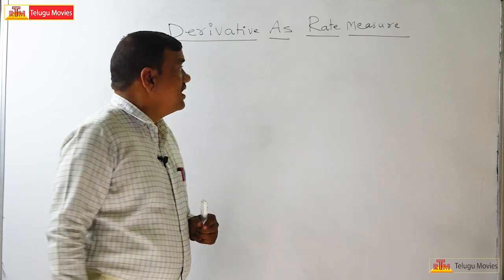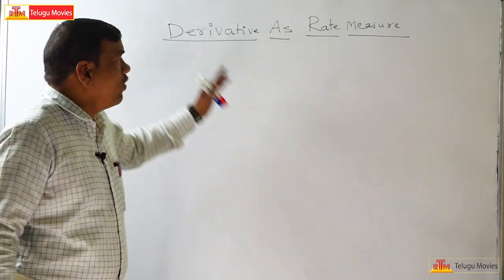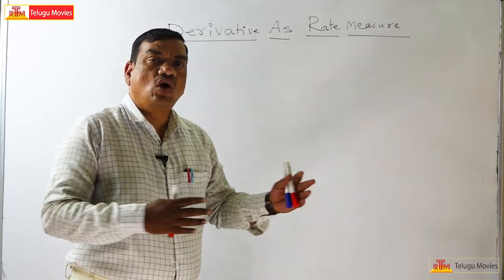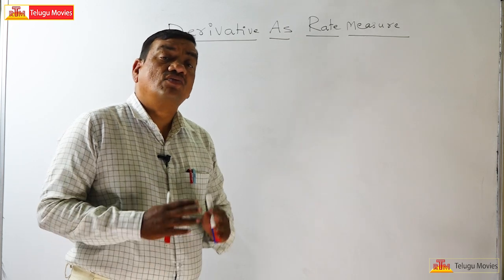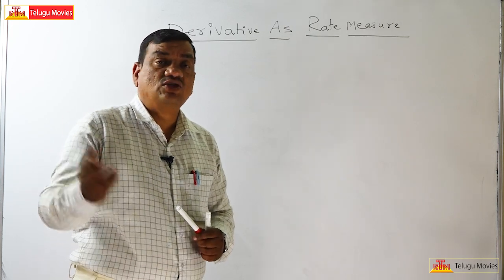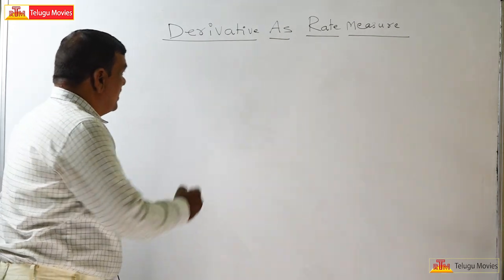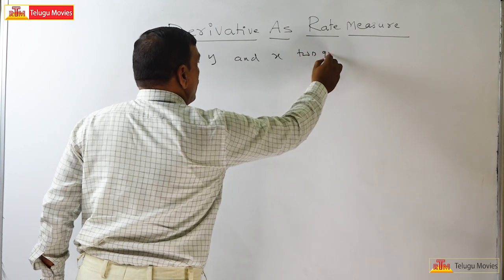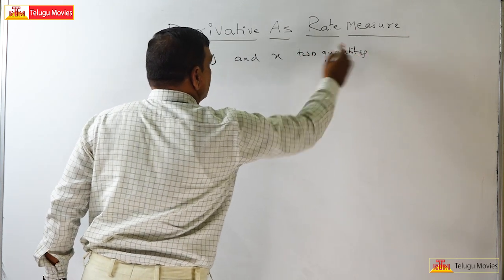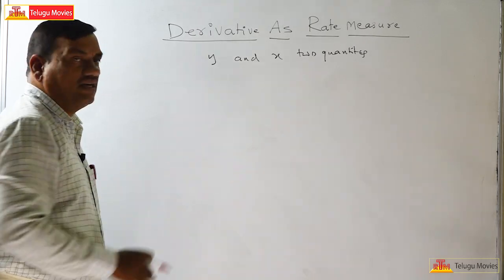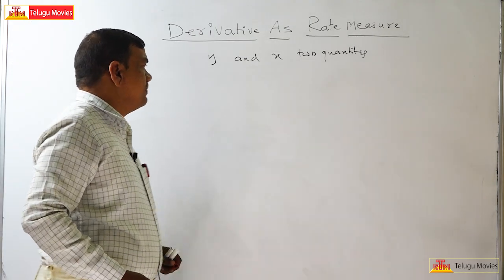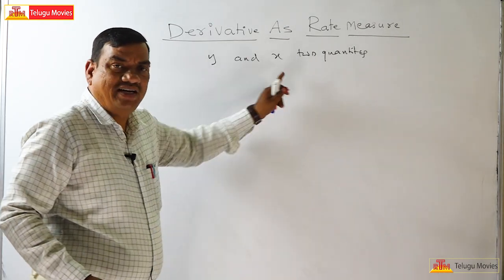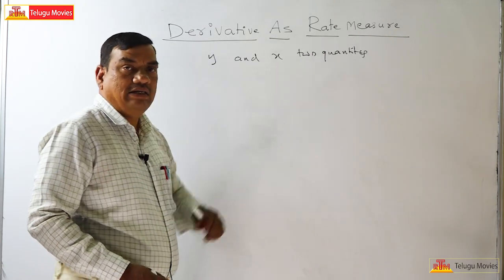Now, what is a derivative as a rate measure? We know what a derivative is. Derivative of a quantity, differentiability, all those things we have learned. So let us see what is the derivative of a quantity with respect to another quantity. Let us take y and x as any two quantities, like displacement, time, height, pressure, velocity, acceleration, distance.